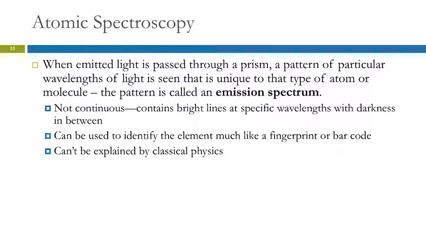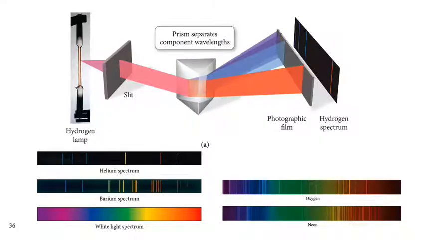It's not continuous. There are dark and light parts of it. And that can be used to identify an element, much like a fingerprint can be used to identify a person, or a barcode to identify a product at the grocery store. This phenomenon cannot be explained by classical physics, the physics that we're familiar with of large objects moving in a deterministic way. So this is what those spectra look like.